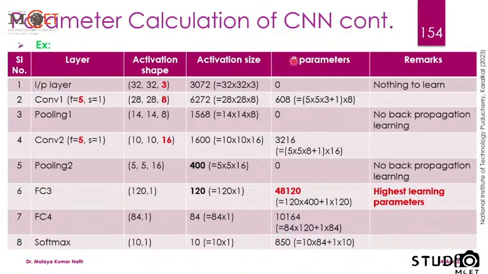And if we look into the number of parameters, for the input layer it is equal to zero. For the convolution layer, it comes to 608. And for the fully connected layer, the highest number of parameters comes. So when you are making this complete set multiple times, you have to be very sure how many layers you will use for your particular application. Then within a very short time, I am able to get the classification output.